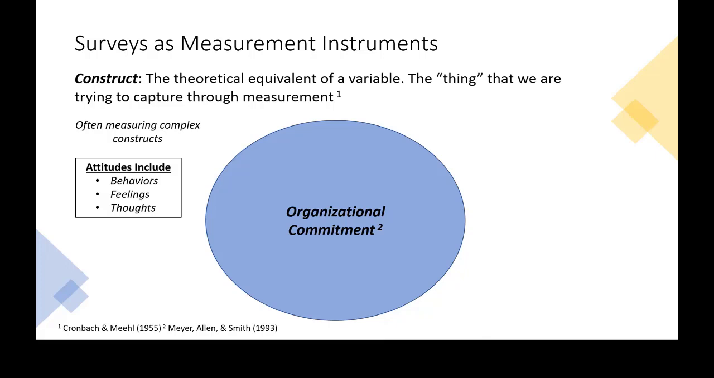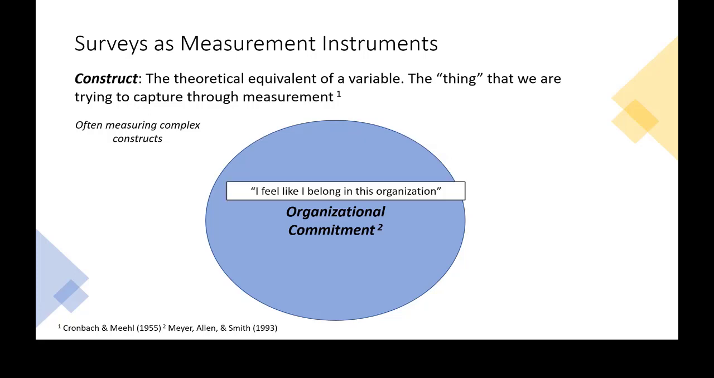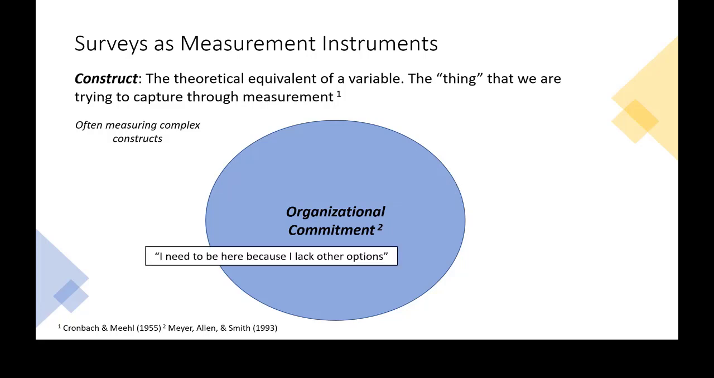So when you're measuring attitudes, for example, they're very complex. They include things like behaviors, feelings, thoughts. For commitment, there's a lot that makes someone committed, or people can feel committed for a lot of different reasons. They can be more emotionally committed, right? They might identify strongly with their organization. Your problems are my problems. You might be measuring how much they feel like they belong in the organization.